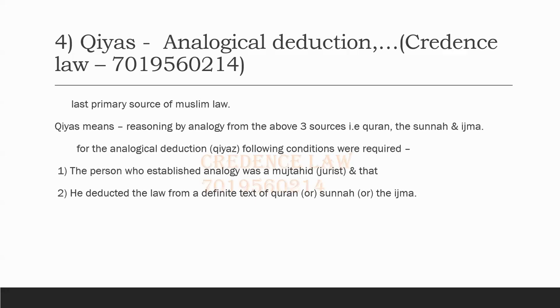For analogy to be valid, it must be by a person who is a jurist, that is a mujtahid, and it must be deduced by referring to the Quran, Hadith, Sunnah and Ijma. This is all about the primary sources of Muslim law.